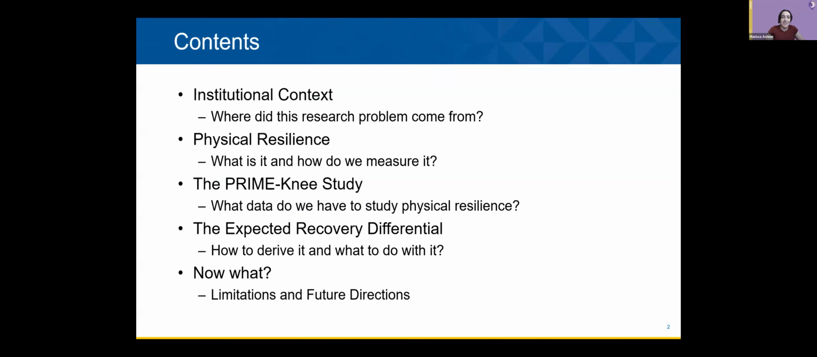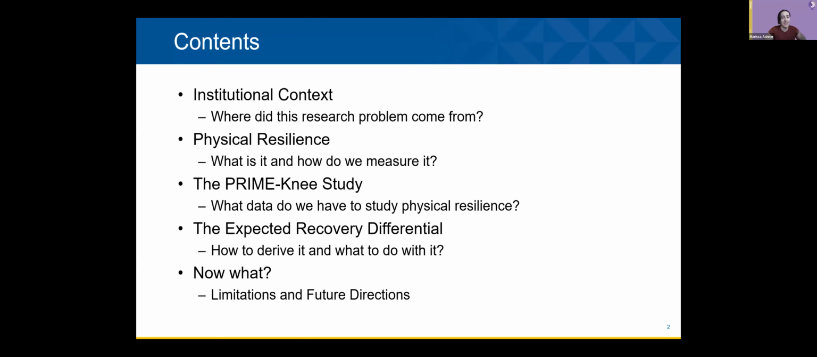So the contents of what I'll be talking about today, I'm going to start out with some institutional context. So where did this research problem come from? I think especially given the name of this session, it's important to talk about where in the world we got this from. We didn't just take this statistical set of methods out of thin air. We're actually looking at it in the context of a very real problem in healthcare.